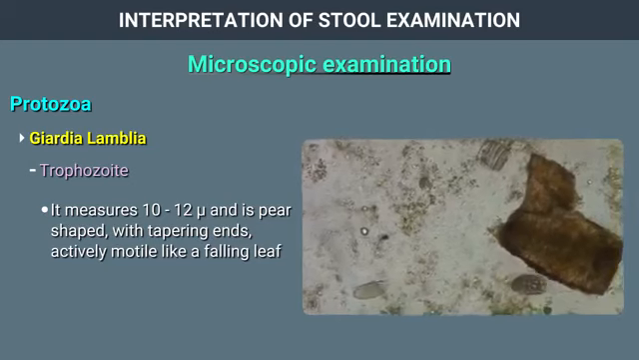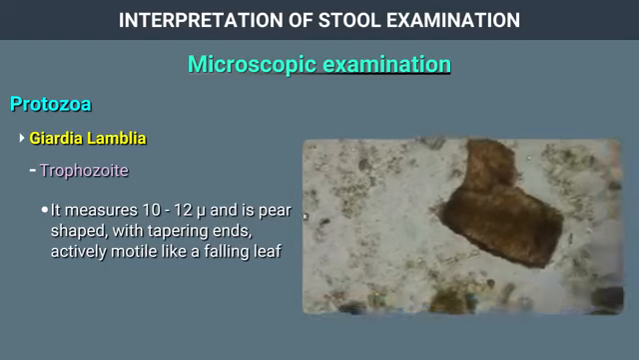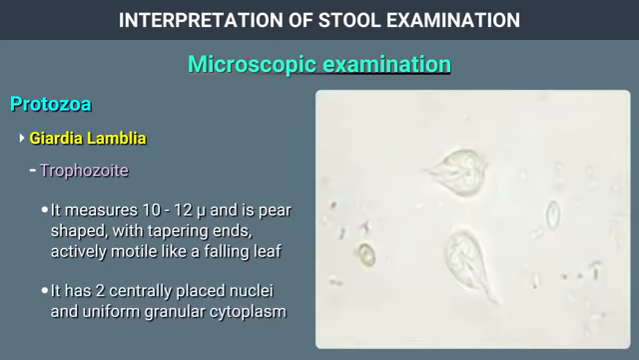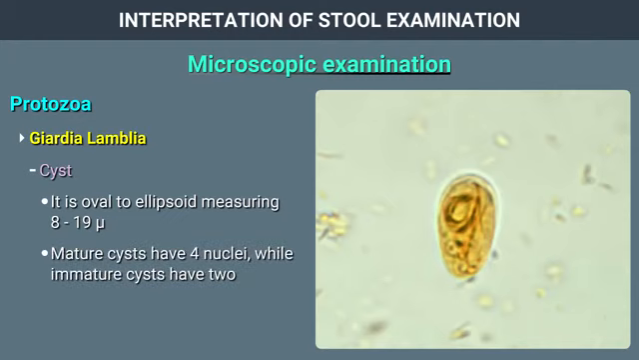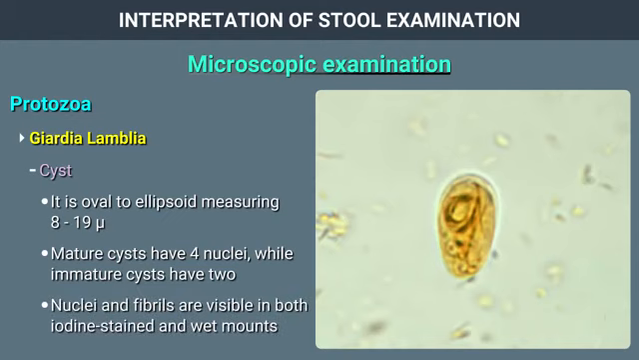It is actively motile like a falling leaf and has 2 centrally placed nuclei and uniform granular cytoplasm. Cyst of Giardia lamblia is oval to ellipsoid in shape, measuring 8 to 19 microns. Mature cysts have 4 nuclei, while immature cysts have 2. Nuclei and fibrils are visible in both iodine-stained and wet mounts.